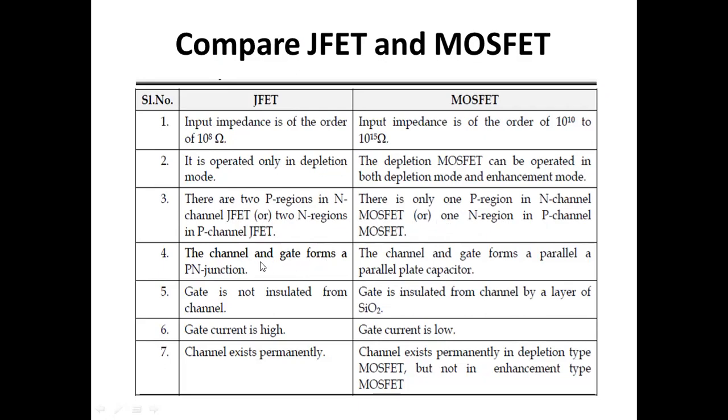In JFET, the channel and gate form a PN junction, and the channel is not insulated from the gate, but in the case of MOSFET, the gate forms a parallel plate capacitor and is insulated from the channel by a layer of silicon oxide. Gate current is very high in the case of JFET, but gate current is very low in MOSFET. The channel exists permanently in depletion type, but in the case of enhancement type, the channel does not exist permanently. These are the differences between JFET and MOSFET.